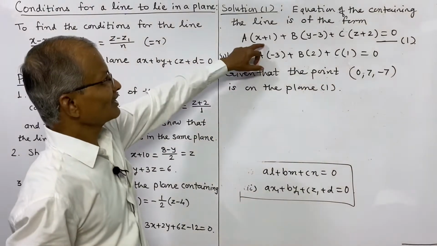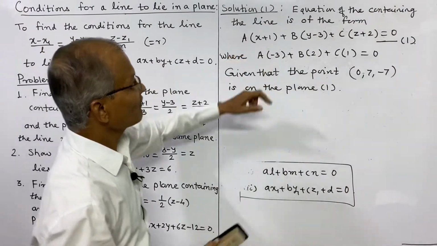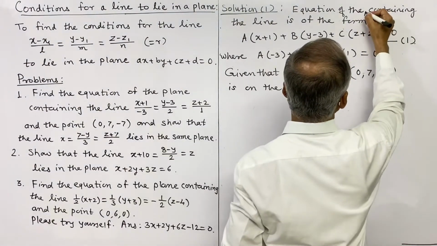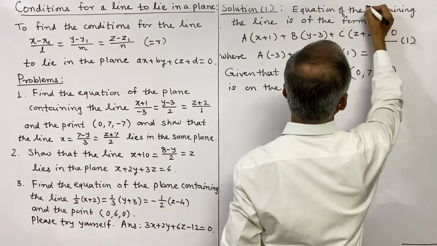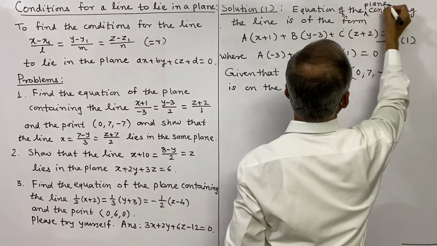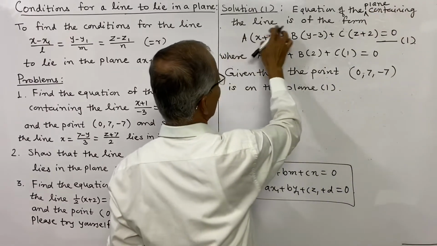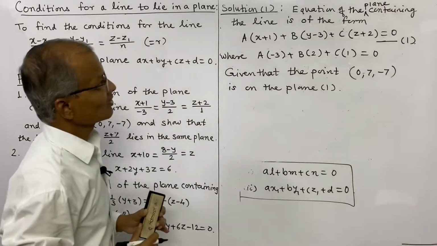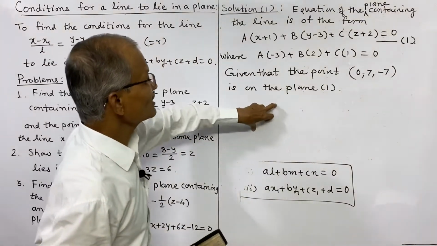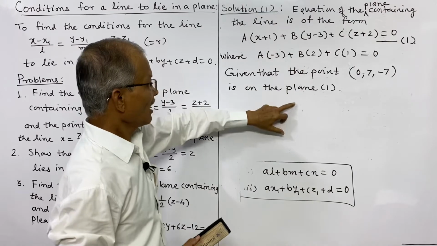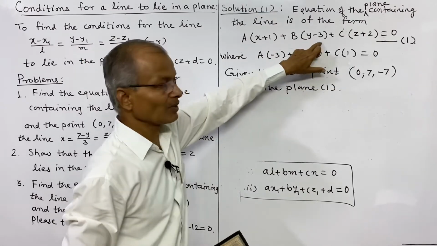This is the equation of the plane. We have to write the equation of the plane containing the line. So what is the equation of the plane? It is equation 1, and this point lies on this plane 1.